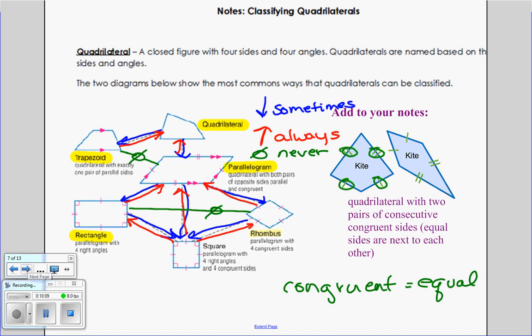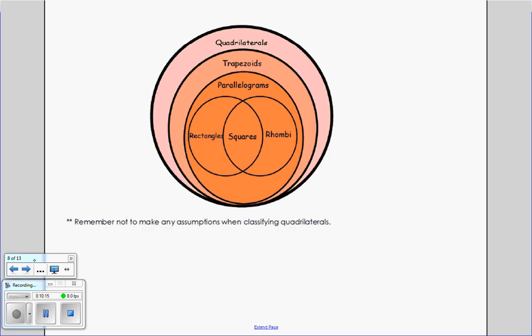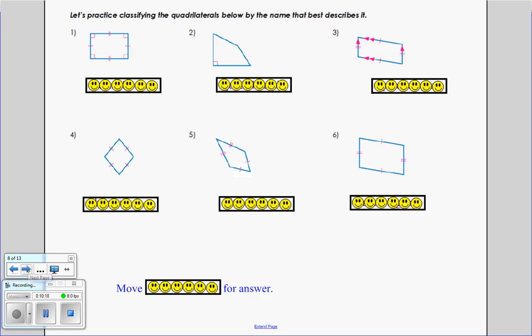Now, let's talk about classifying them. Here is a Venn diagram. All right, so we should not make assumptions about whether a line is parallel to another line or not. It either has the parallel markings or it doesn't. It has congruent measurement markings or it doesn't. And it has 90-degree angle markings or it does not. So never assume that something has a 90-degree angle unless you're told in the directions that you can assume that. Don't assume something is a parallel line unless you're told in the directions that you can assume it.